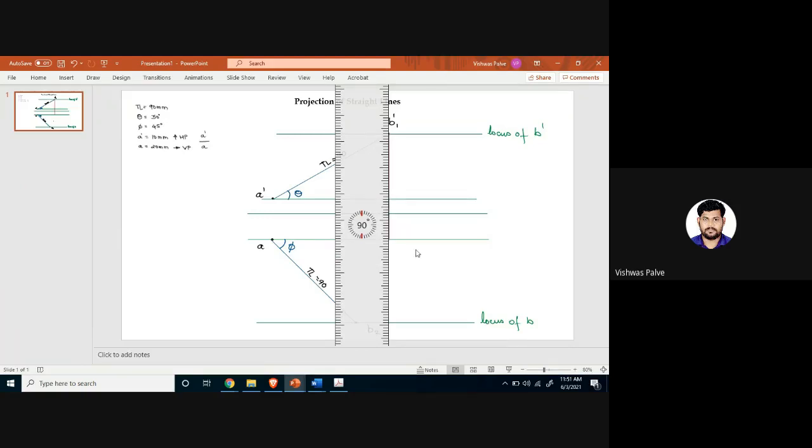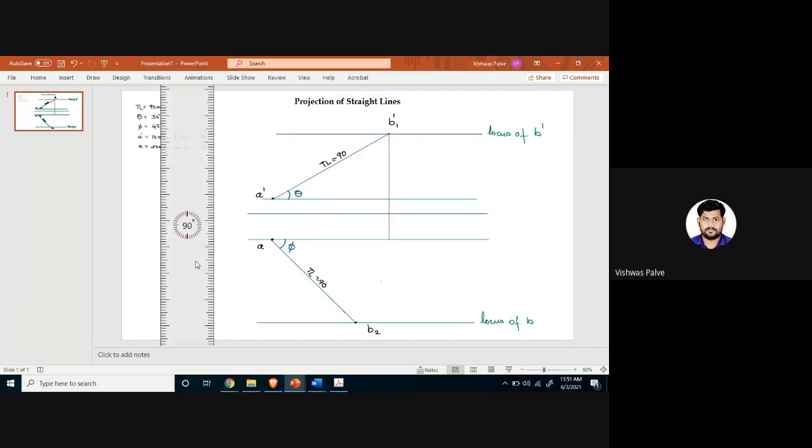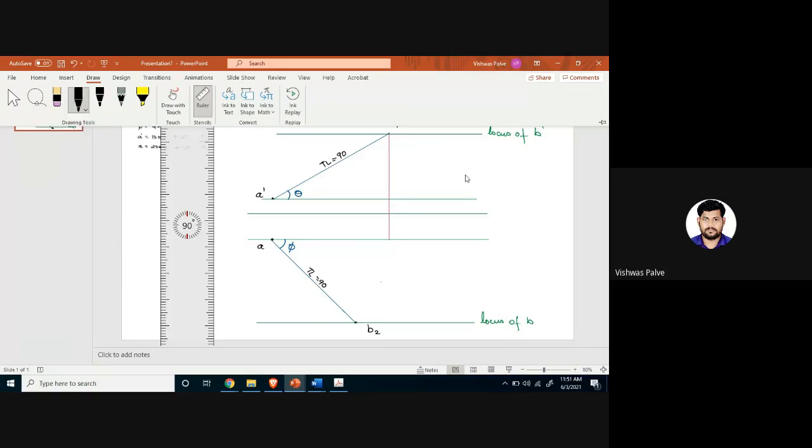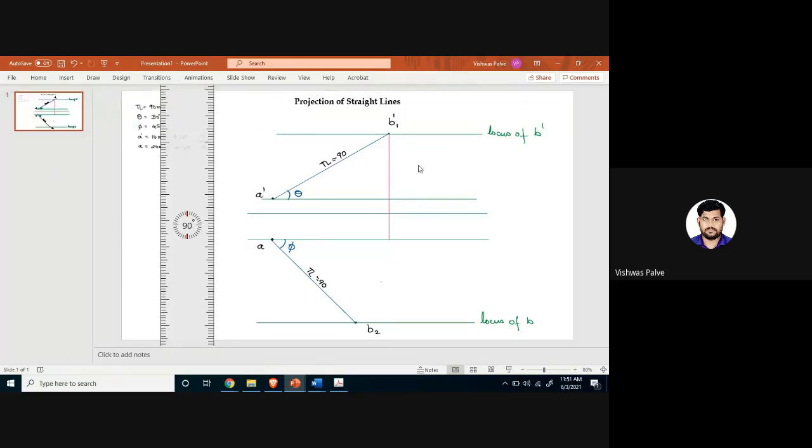the line passing through point A. After drawing this vertical line, I will name this point. See, it has a relation. In front view, the point is B1 dash. So when the point comes down to the top view, the dash gets removed. So this point will be only B1.